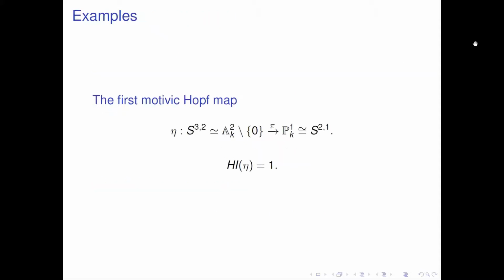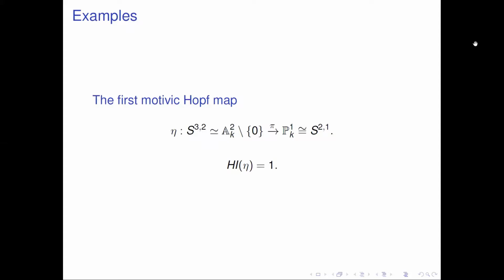Let's see an example. The classical Hopf invariant 1 element eta has a motivic analog given by taking A^2 minus the origin and projecting onto P^1. These are models for certain motivic spheres, and you'll notice that the first coordinate, 3 and 2, is exactly the same as in the ordinary classical Hopf map. The 2 and 1 are just keeping track of how much algebraic information is encoded in this map.